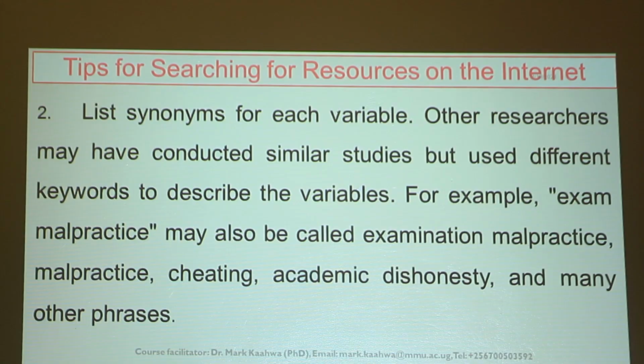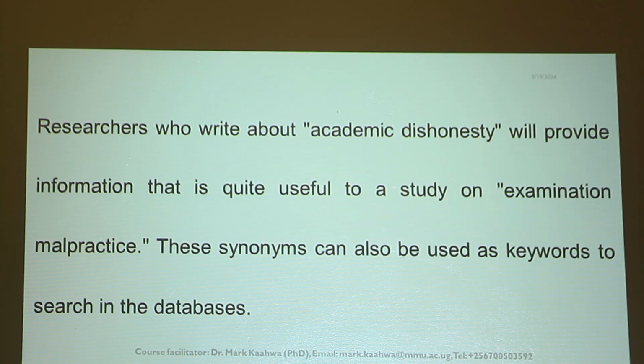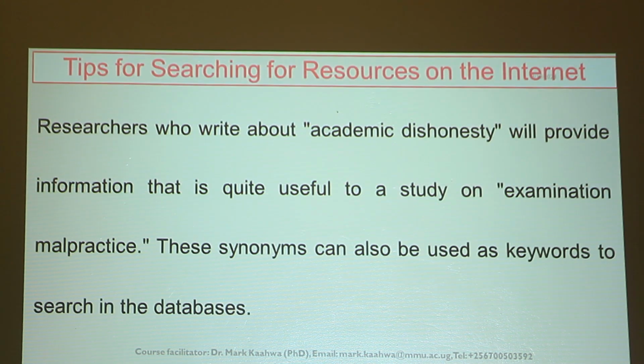So that's what we say: once you have conceptualized your study very well, you have identified the different variables, and then for each variable, you need to find a synonym. A synonym is a word that means the same as the word that you are using. Researchers who write about academic dishonesty will perhaps provide information that is quite useful to a study on examination malpractice. So these synonyms can also be used as keywords to search in the databases.